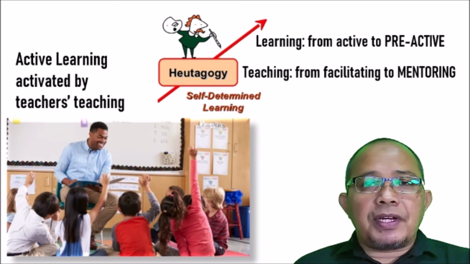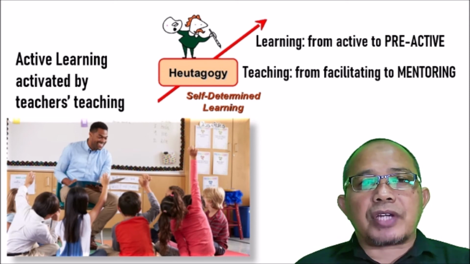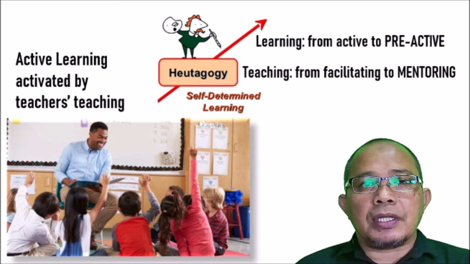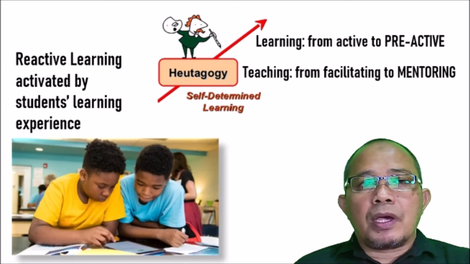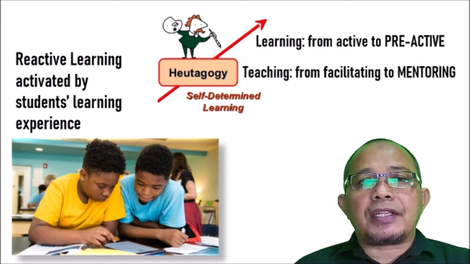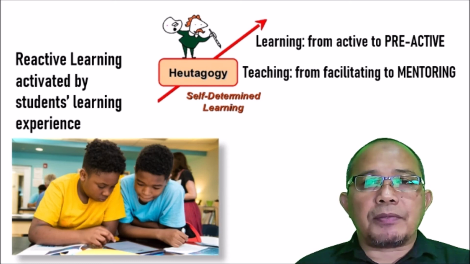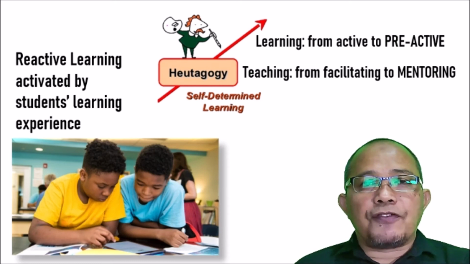By definition, active learning is learning activated by the teacher's teaching. It is a form of learning in which teaching strives to involve students in the learning process more directly than in other methods. At another level, reactive learning is learning activated by the student's learning experience, a form of learning that is explicit but takes place almost spontaneously and in response to recent, current or imminent situations, but without any time being specifically set aside for it.